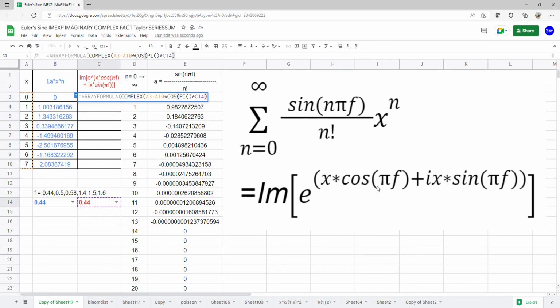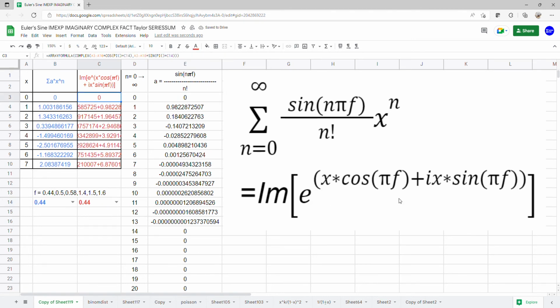So x cosine pi f plus ix. So instead of ix, you put comma. Now x sine pi f. So x times sine pi times f. And close the parenthesis. And enter.